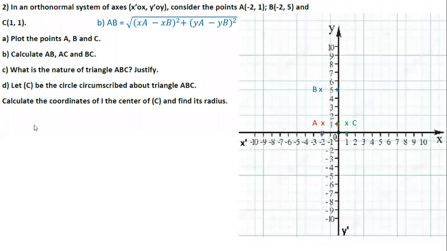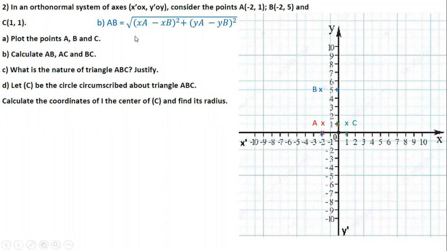Now we replace XA, XB, YA, and YB. Please guys, don't forget the rule for how we calculate a distance or a length in a system of axes. We use this rule a lot.